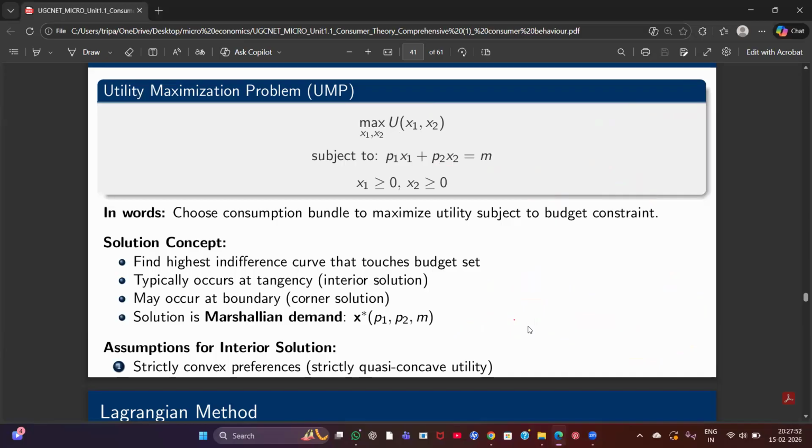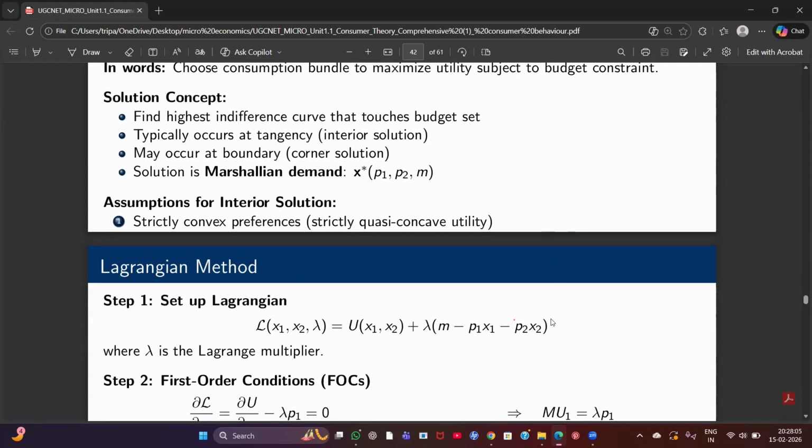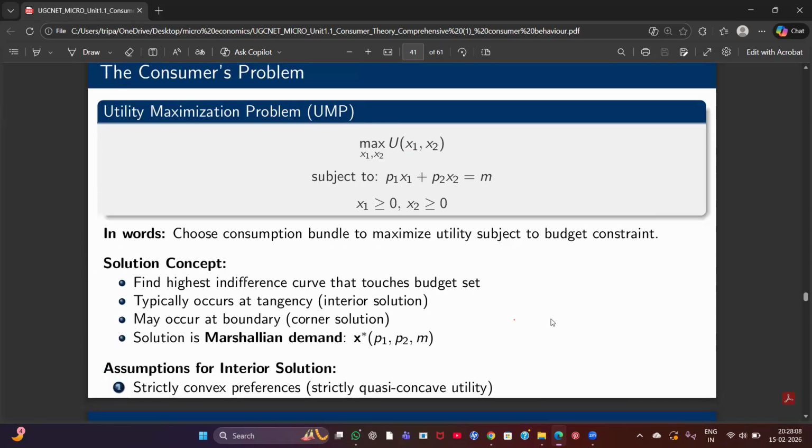While solving this utility maximization problem, I may get a unique solution, or I may get more than one solution. So in which condition will I get a unique solution, and in which condition will I get multiple solutions? Yeah, I'm drawing it. Given my budget constraint, I draw my budget line.